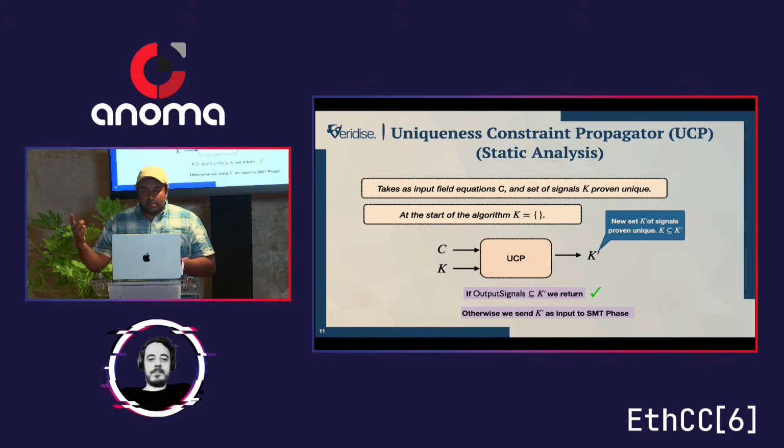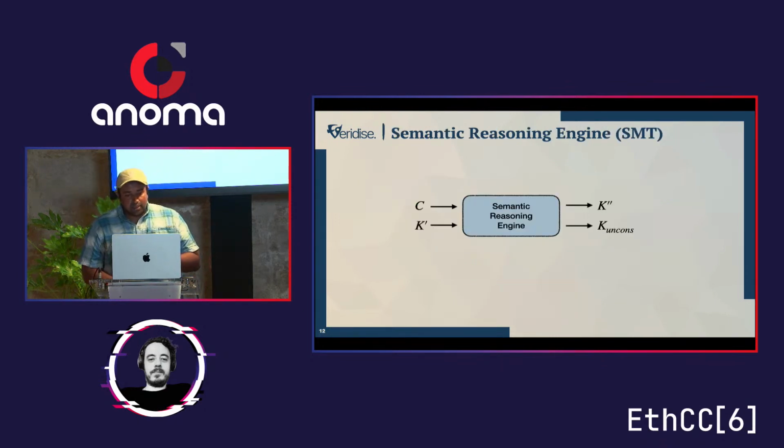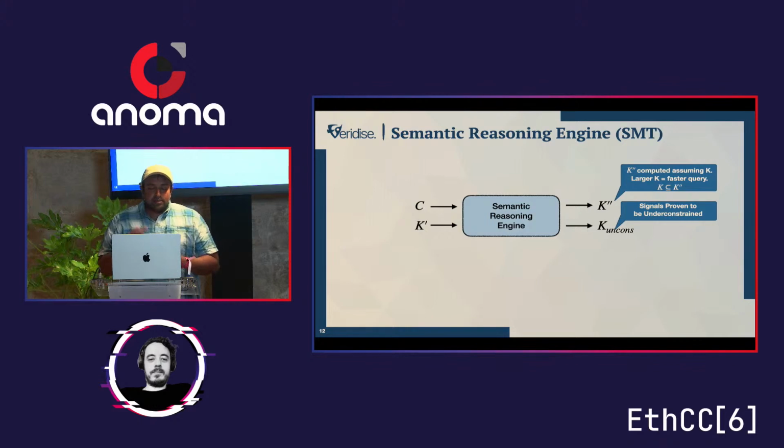Otherwise, what we do is we send K prime, these new signals, as information to the SMT phase. We call that the semantic reasoning engine. Similarly, it also takes the constraints as well as these signals that have already been proven unique, and it outputs two things: K double prime, new signals that are proven unique, as well as signals that are proven to be under constrained. And the input K prime can be used to simplify the formula that we give to the SMT query. And similarly, the correctness condition is the same as before.